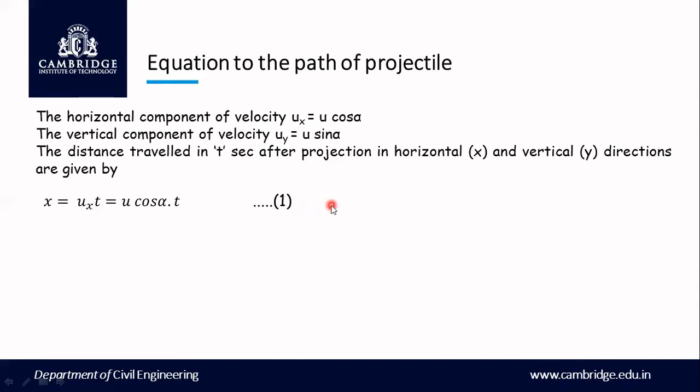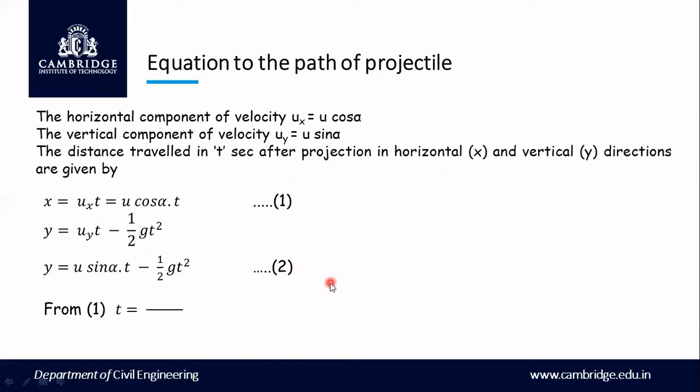Then in the vertical direction, y is equal to uy into t minus half gt square. This equation is so because in the vertical direction there is the effect of gravity. So that's why we take the equation of motion as y is equal to, substituting, u sin alpha into t minus half gt square. I call this equation number 2.